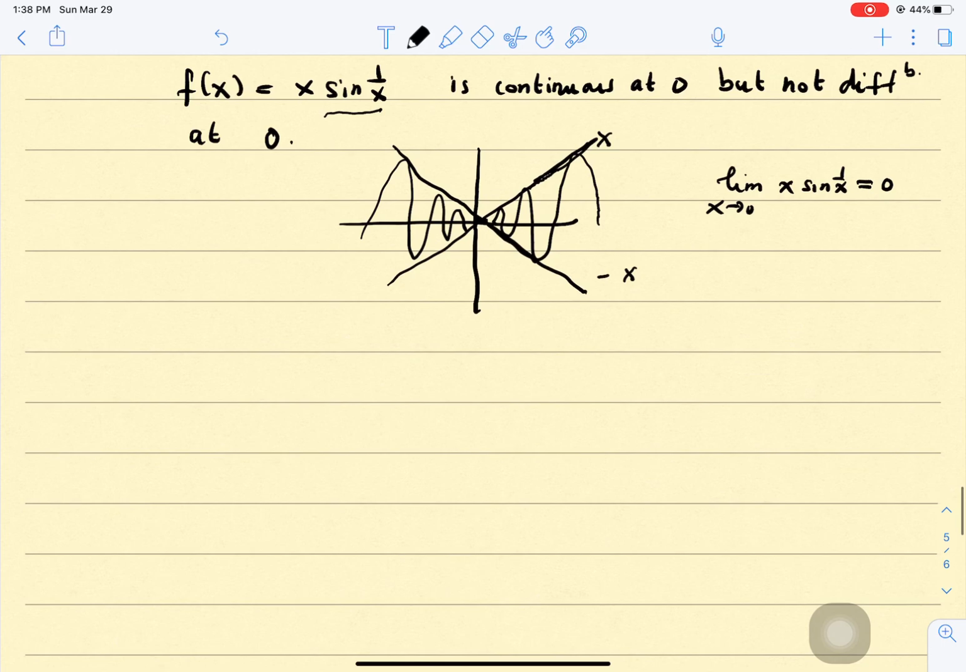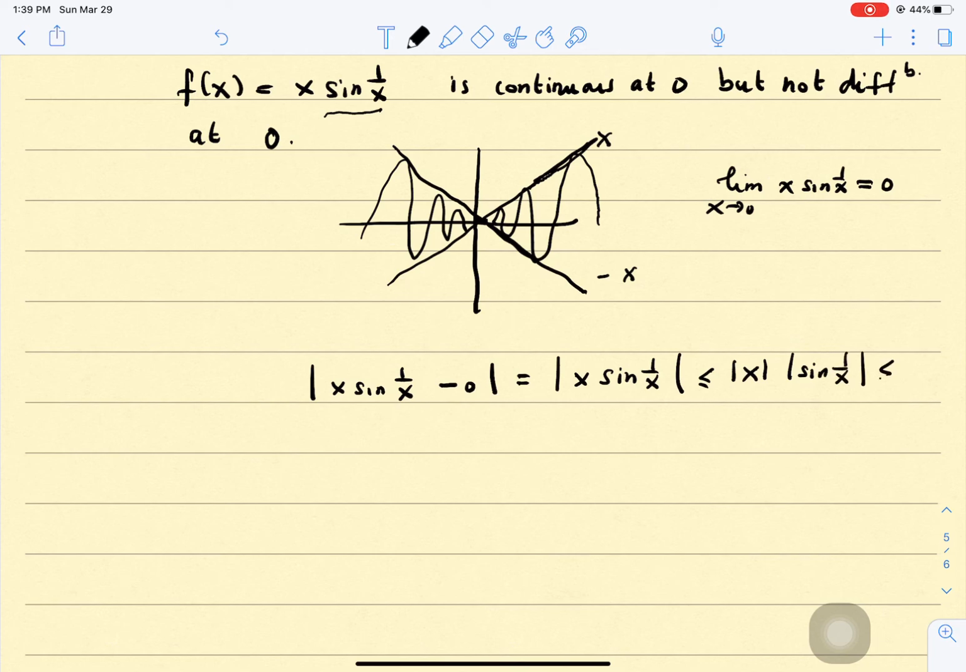It's not hard. You would say, well, the absolute value of x sine 1 over x minus 0 is the same as the absolute value of x sine 1 over x. That of course is less than or equal to the absolute value of x times the absolute value of sine 1 over x, and that is less than or equal to the absolute value of x.